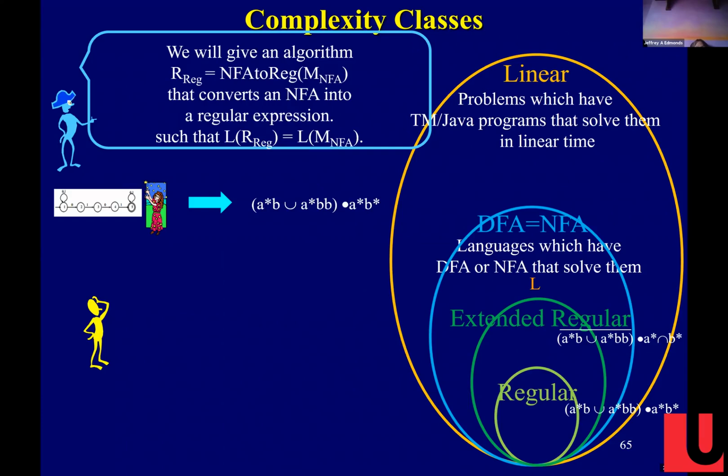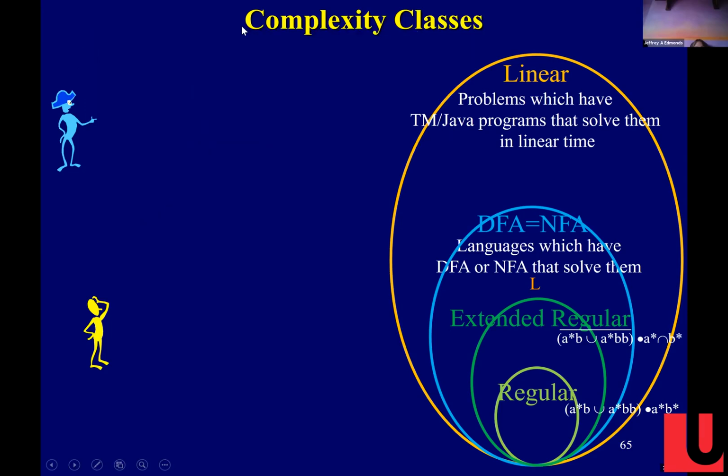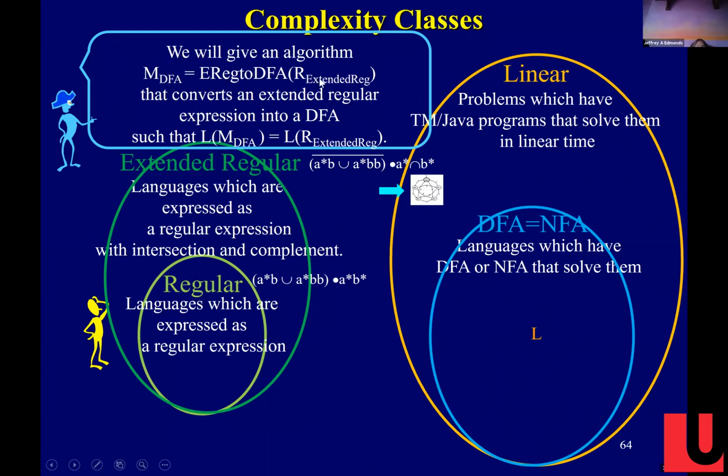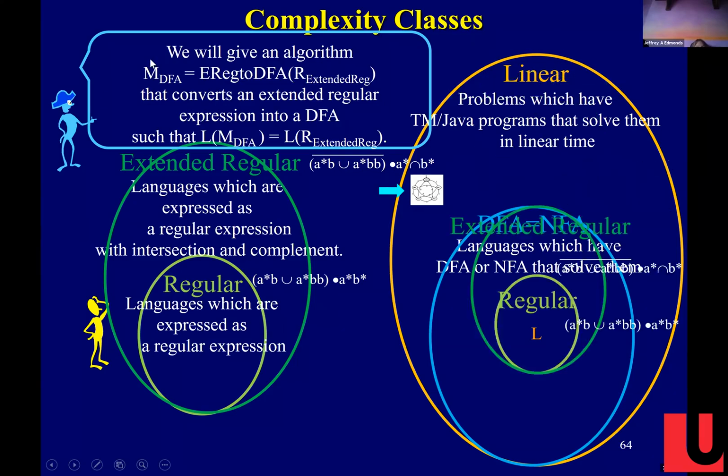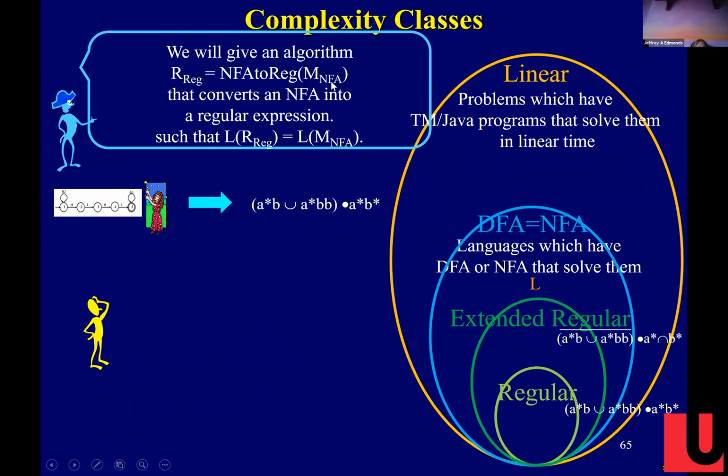The next thing we're going to prove is what we were doing here. You give me a regular expression, I give you a DFA. Actually, that's not a hard proof, that's a pretty easy proof. The hard proof is this one: you give me an NFA, I give you a regular expression. That says if an NFA can do it, then a regular expression can do it, not even an extended regular expression. So we're going to convert from an NFA to a regular expression, and that proves that everything there is there.